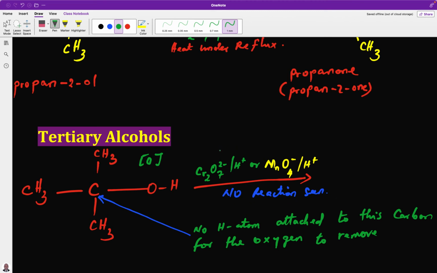So we can conclude that only primary and secondary alcohols will undergo oxidation using a suitable oxidizing agent such as acidified potassium dichromate 6 or acidified potassium manganate 7. Excuse me. Tertiary alcohol will not undergo oxidation because no hydrogen is attached to the central carbon for oxygen to remove.